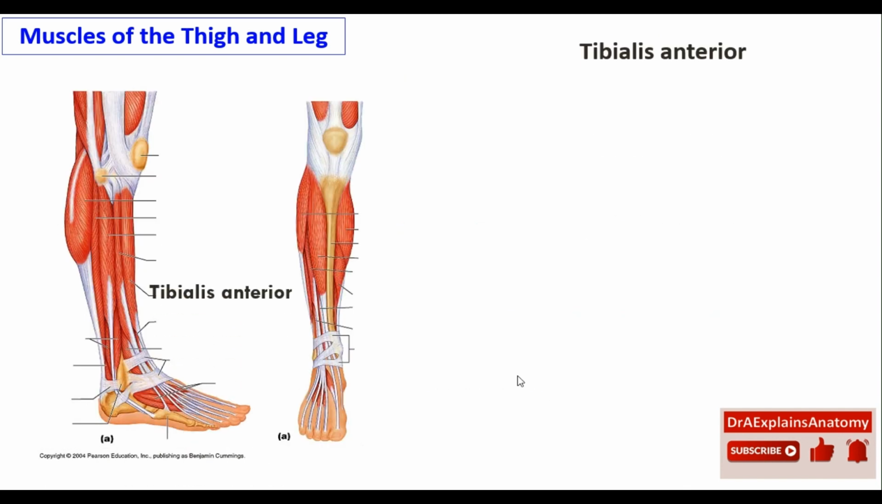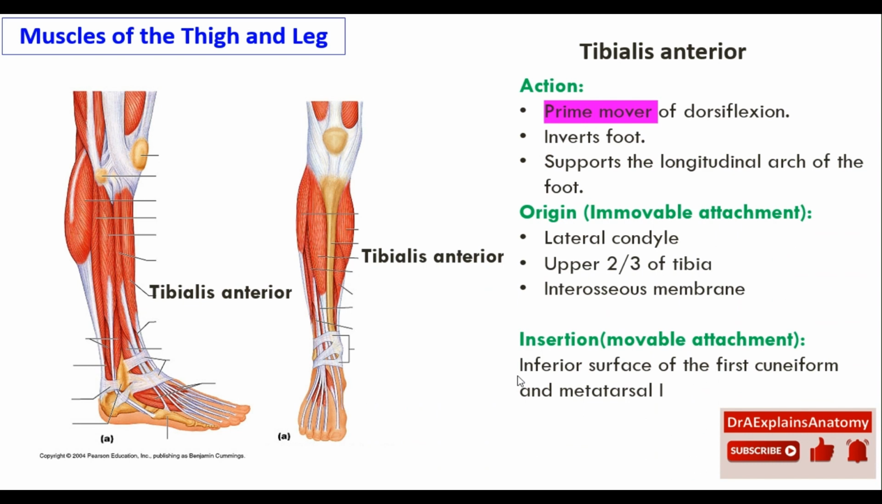Moving to the tibialis anterior muscle, which is one of the leg muscles, it is the prime mover of dorsiflexion. When you flex the dorsum of the foot, this is dorsiflexion. It also inverts the foot, when the soles are facing to the inside, this is inversion, and supports the longitudinal arch of the foot. The origin is the lateral condyle and the upper two-thirds of the tibia. Also, the interosseous membrane, which is the membrane between the tibia and the fibula.